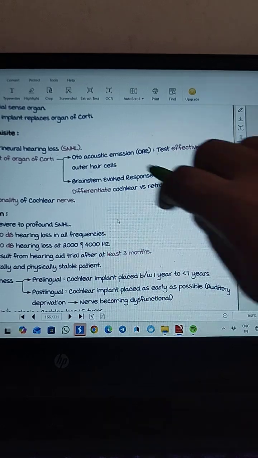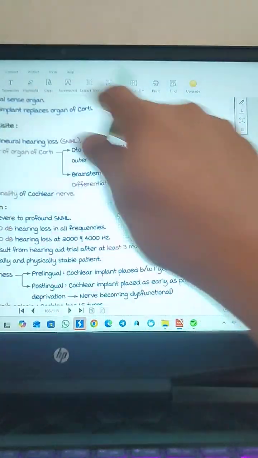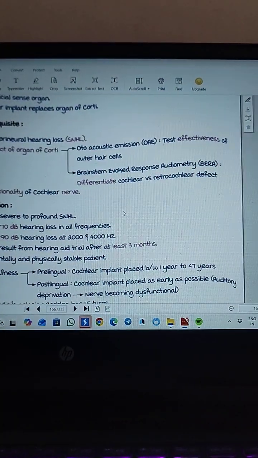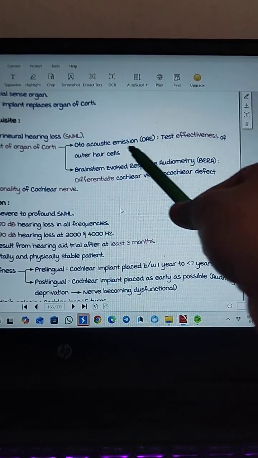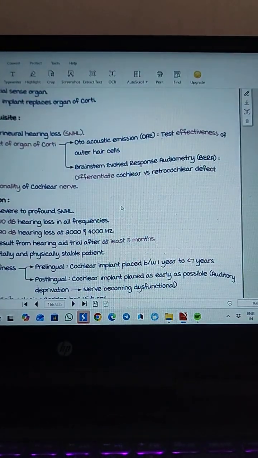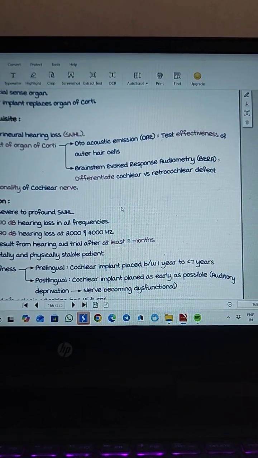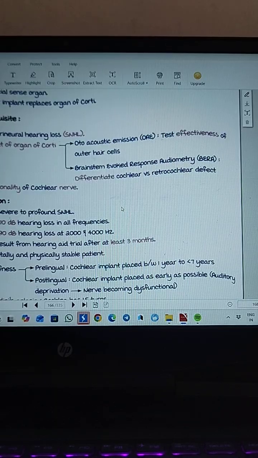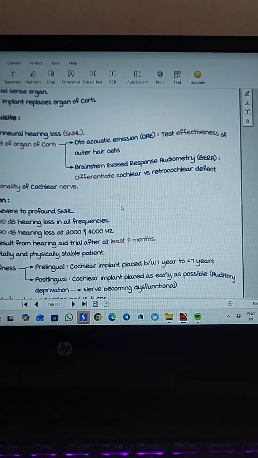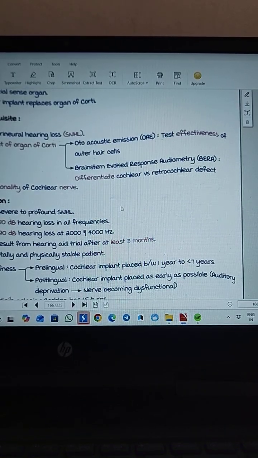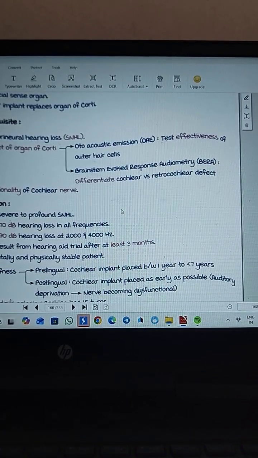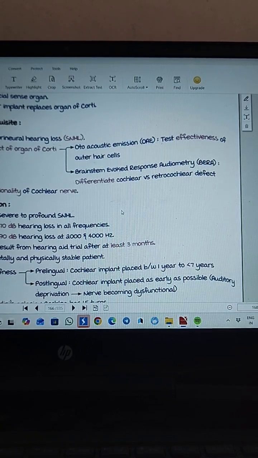We can confirm the organ of Corti defects, first by the otoacoustic emission method, OAE. This will test the effectiveness of the outer hair cells of the organ of Corti. So what is the test for checking the effectiveness of outer hair cells? That is otoacoustic emission, OAE. Or we can do the BERA, brainstem evoked response audiometry, which will differentiate cochlear versus retrocochlear defects.